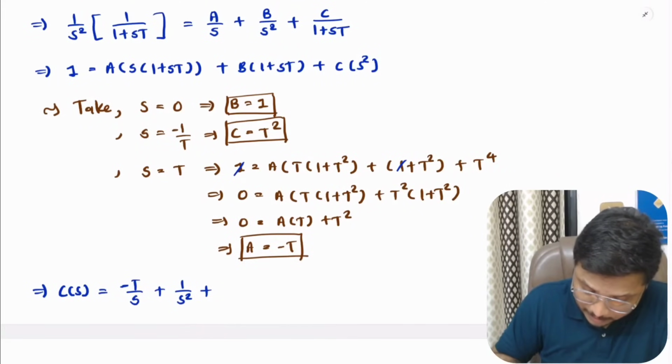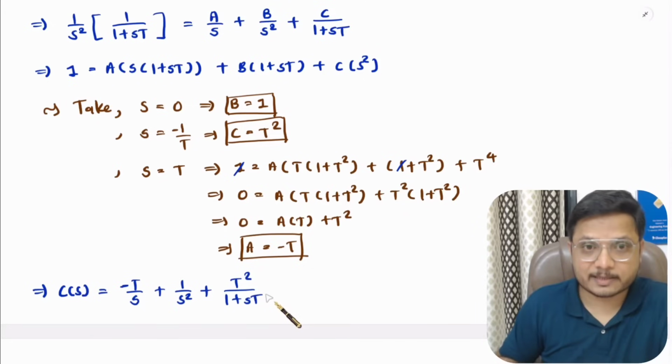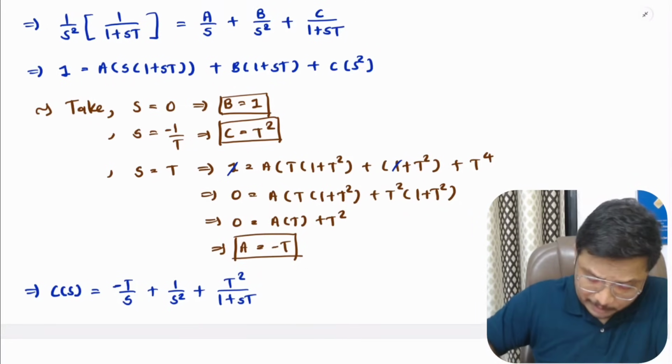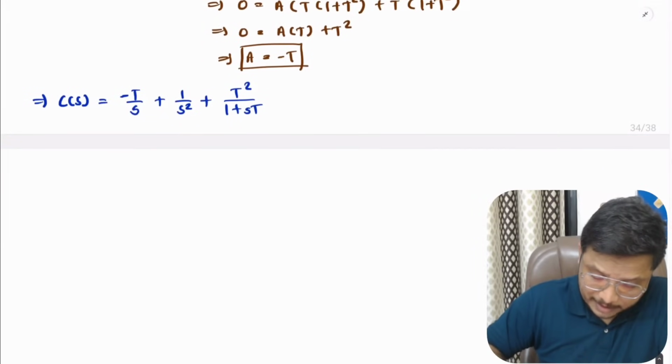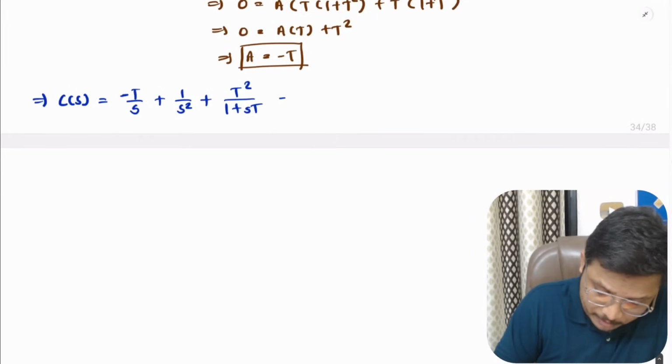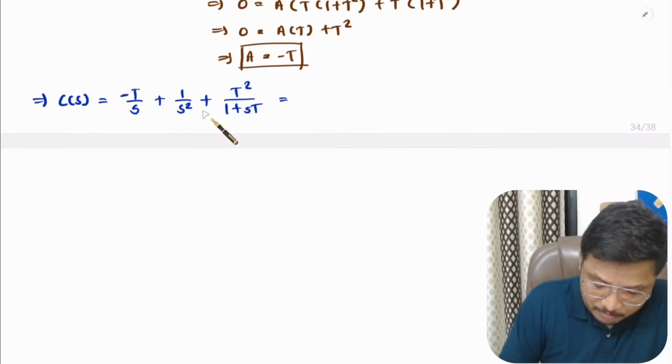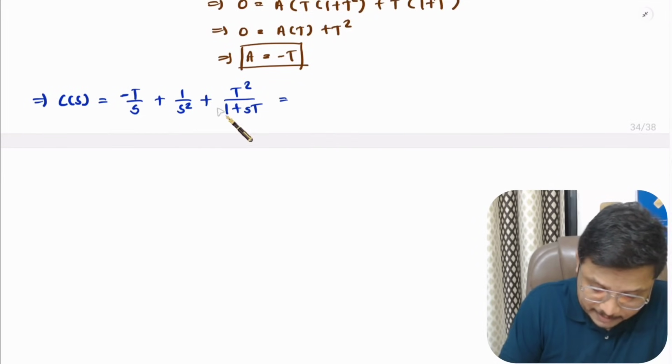C is T square, so T square divided by 1 plus sT. So that is how we can do partial fraction expansion. Now we need to simplify this. Here we need to apply inverse Laplace, but before that, let us simplify this further.